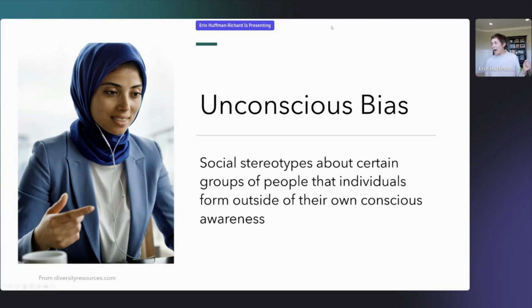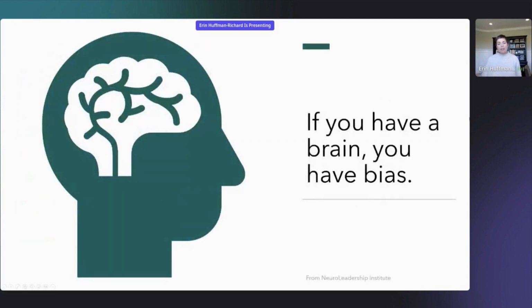So why does this happen so much? I love a phrase coined by the Neuro Leadership Institute, which combines the study of neuroscience and leadership development. They say, if you have a brain, you have bias. The reason we have bias is because of the work that our brains have to do. This is shocking to me: our brains receive 6,000 thoughts every single day.